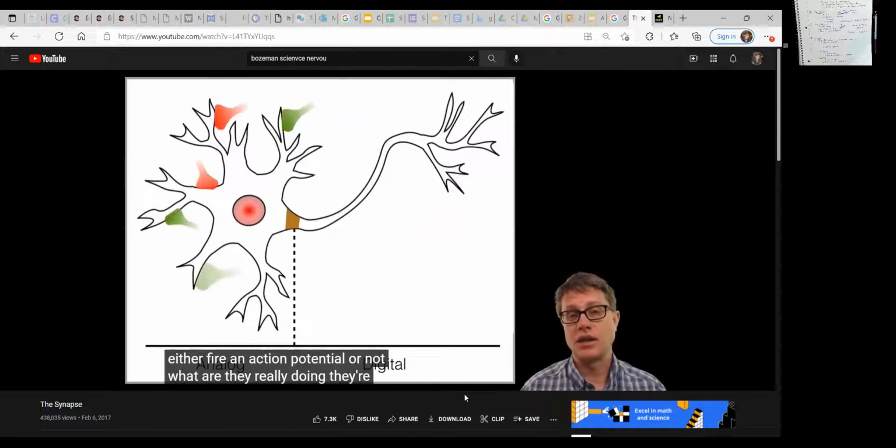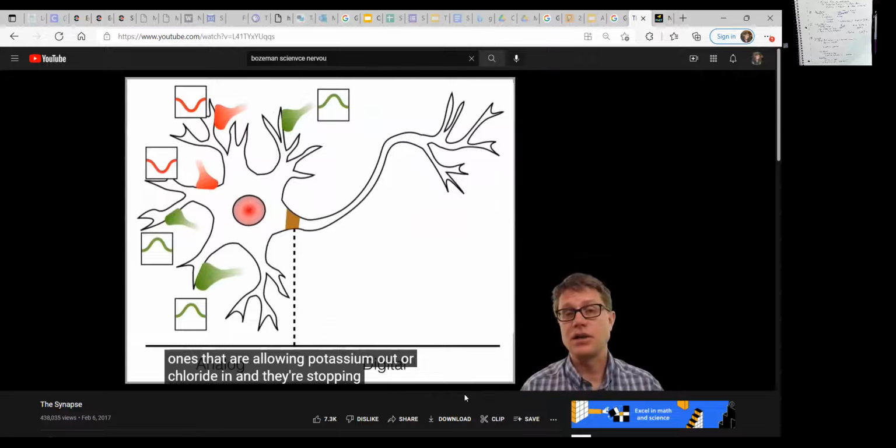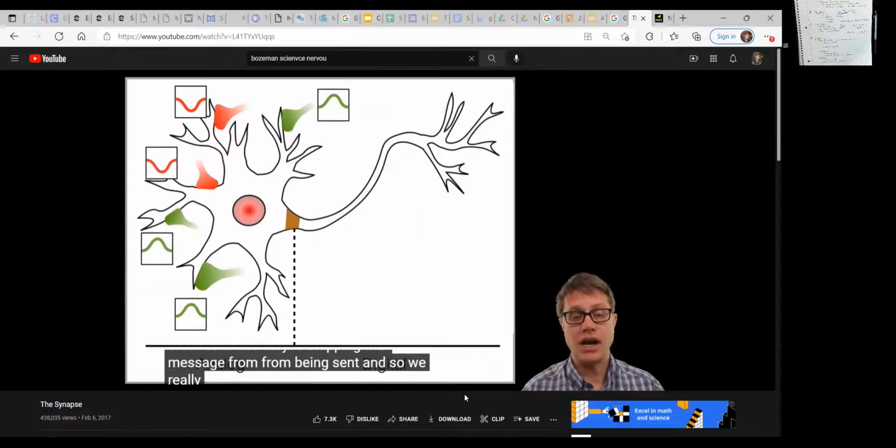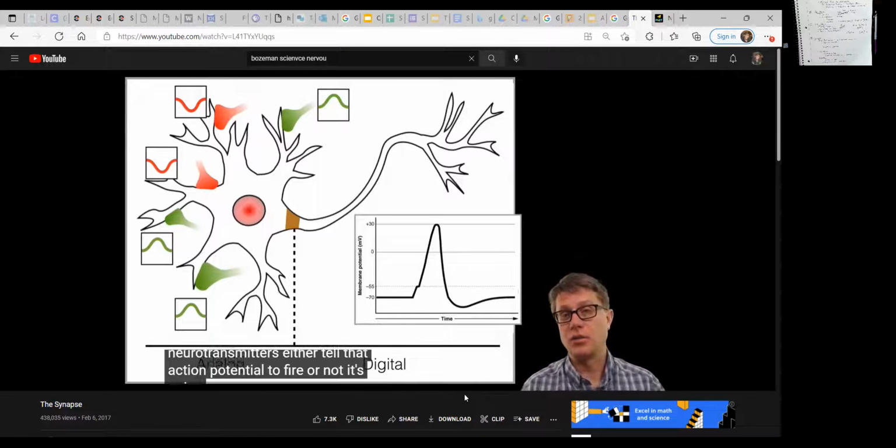What are they really doing? They're sending either excitatory messages, those are depolarizing, the influx of sodium that is starting to trigger an action potential, or inhibitory messages. Those are ones that are allowing potassium out or chloride in, and they're stopping that message from being sent. And so we really have an analog side to a neuron and a digital side. The summation of all of those signals, all those neurotransmitters, either tell that action potential to fire or not, and it's going to move down that axon.